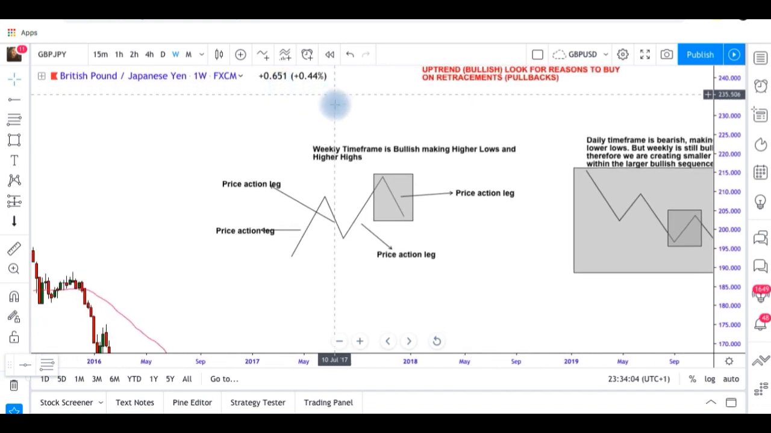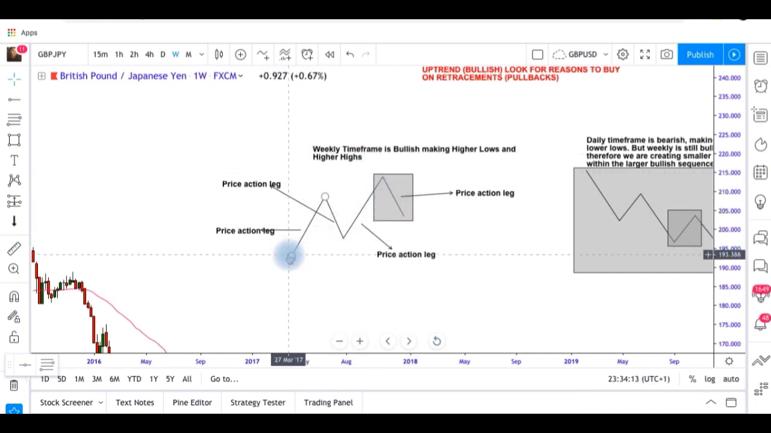Now, on the weekly time frame, what will happen is that we will be in this bullish sequence, as you can see here. So we're going to buy it from here up to here. Now obviously selling would be counter trend trading. We're going against the trend, but you can then sell it from here to here and then buy it from here to here, sell it from here to here.